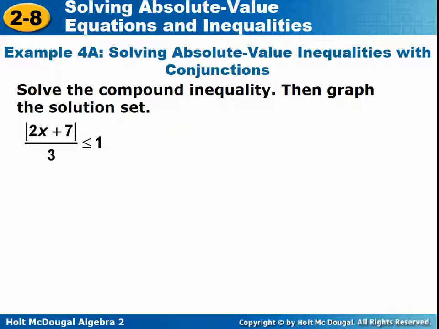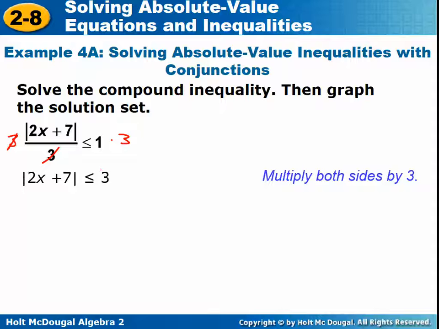Here's another example. This one looks hard, but really it's not. Our first step is to isolate the absolute value expression, so we would multiply both sides by 3. That cancels the 3 and leaves us with the absolute value of 2x plus 7 is less than or equal to 3. So it's less than a positive number.